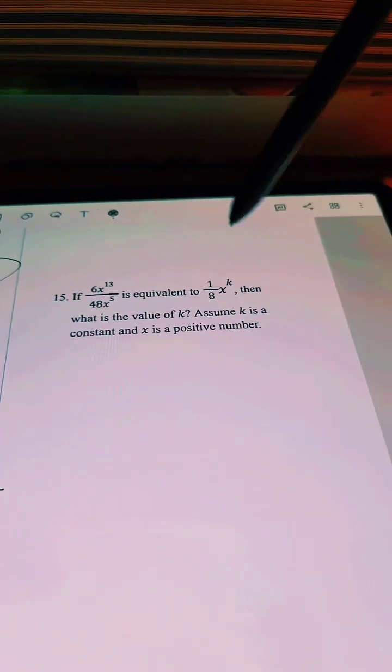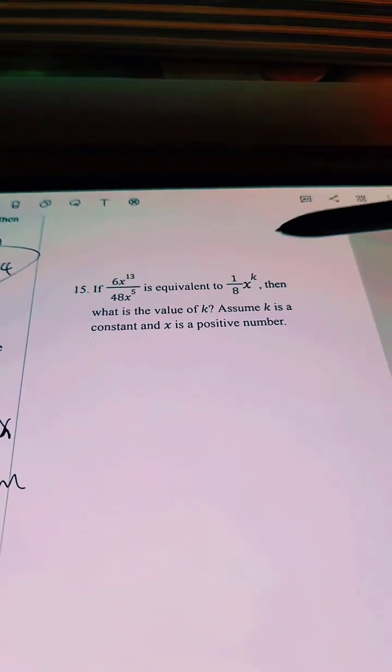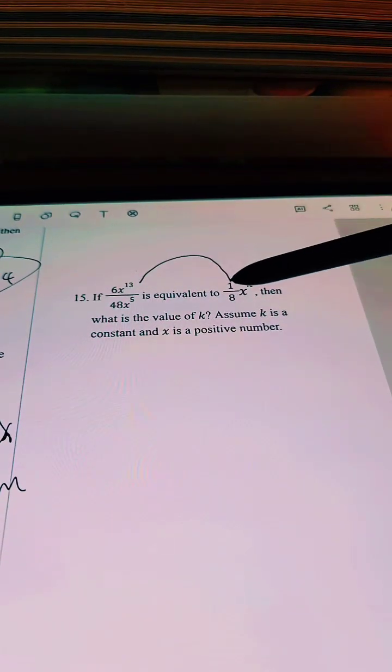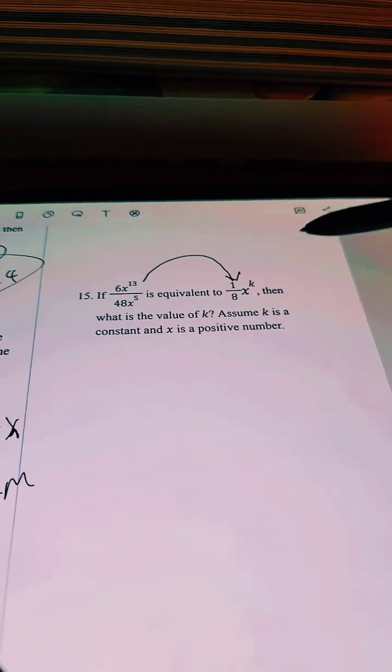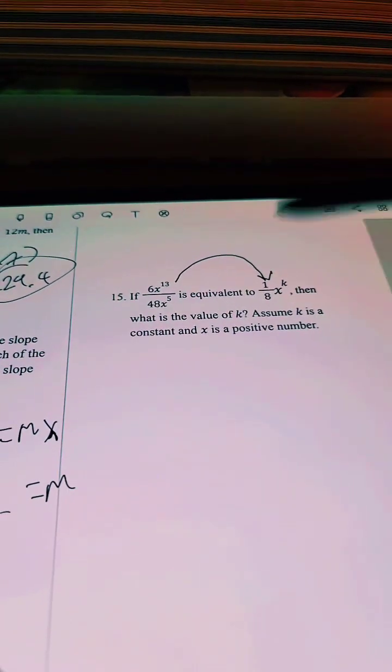So now let's go to number 15. So we want to turn this into this. I'm part Russian, learning Russian more, so no problem. You don't need to say like my bad or anything.